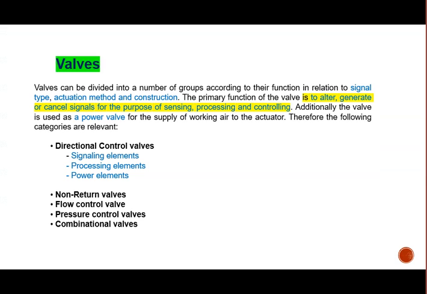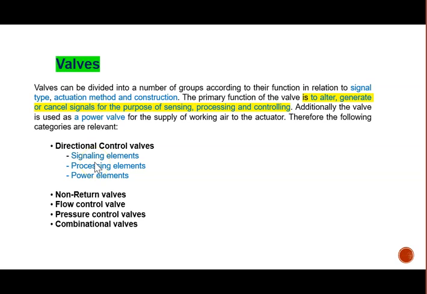Okay, next we're going to valves. Valves can be divided into a number of groups. Okay, but the main function of a valve is to alter, generate, or cancel a signal. So for the purpose of sensing, processing, and control, the valve is the main component used to control all the compressed air.